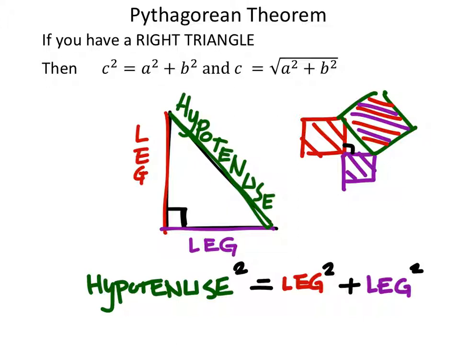So we have to keep this in mind as we look to solve these problems, whether we're solving for a leg or a hypotenuse. We need to know that so we know where the unknown goes. Then we'll just kind of use our principles of equality to solve for whichever value we're trying to find.